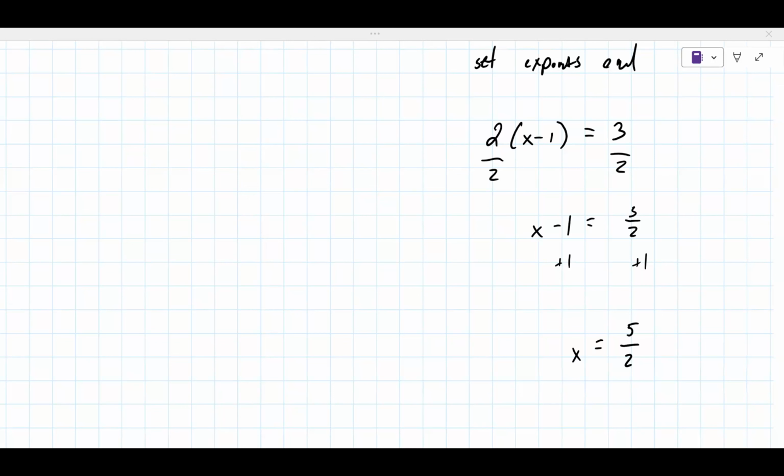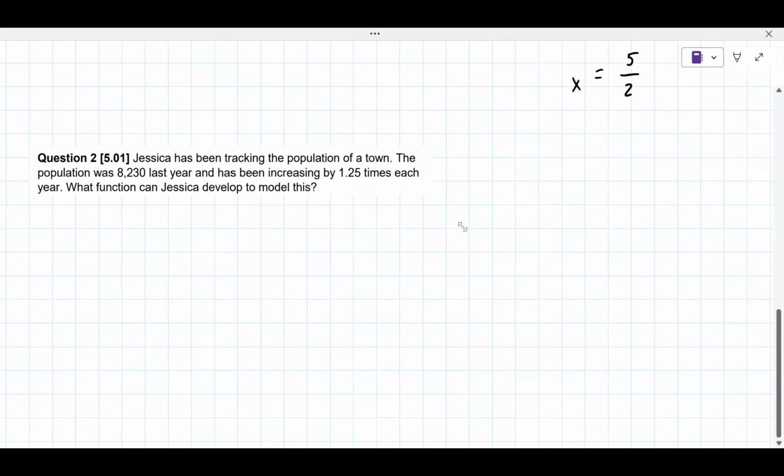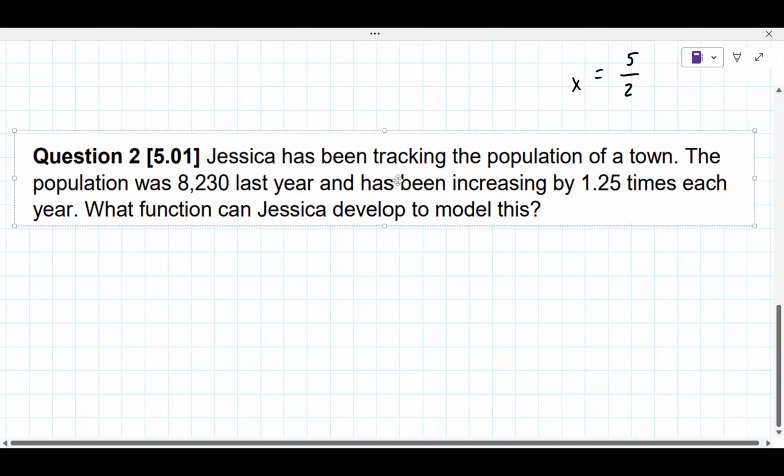Let's take a look here. All right, so Jessica has been tracking the population of a town. The population was 8,230 last year and has been increasing by 1.25 times each year. What function can Jessica develop to model this?